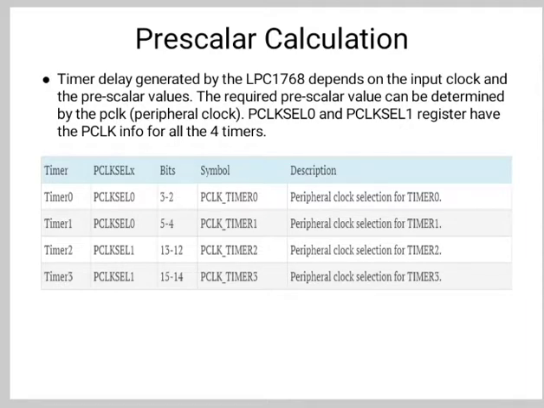Now before going to the prescale register or prescaler calculation, we will see the interrupt register, that is IR. The interrupt register consists of flag bits for the match interrupt and the capture interrupt. It contains 4 bits each for match and capture interrupts.